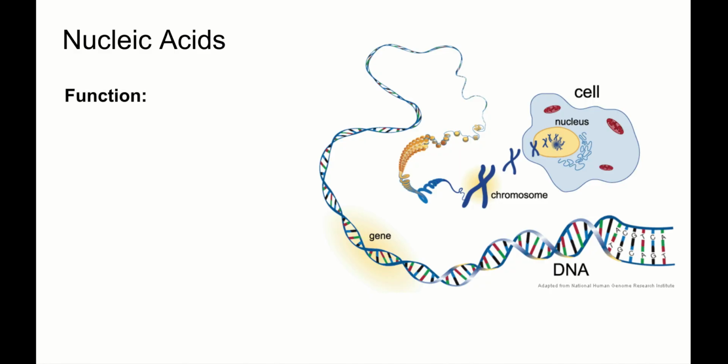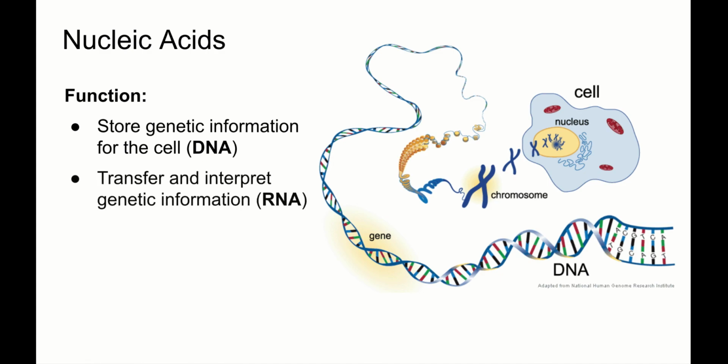Let's talk quickly about the function of nucleic acids. DNA stores genetic information for the cell, and RNA transfers and interprets that genetic information. All of the instructions for how to make you and keep you functioning as you, they're all written down in the language of DNA and then translated by RNA and used to do stuff. So examples of nucleic acids are DNA and RNA. And that's our last category of biological molecule.